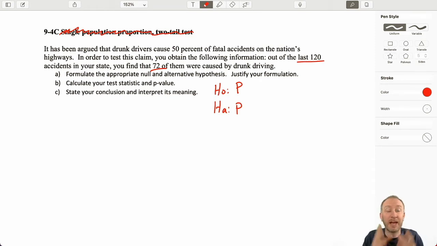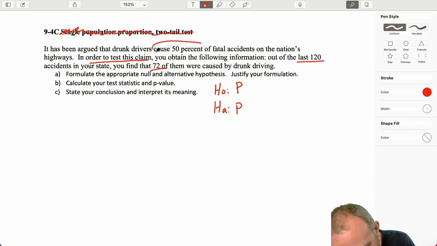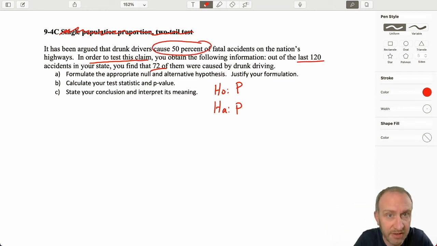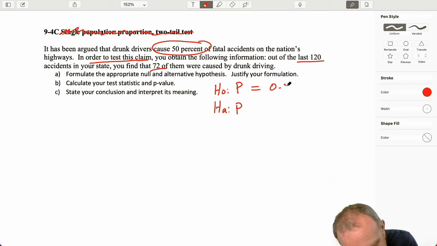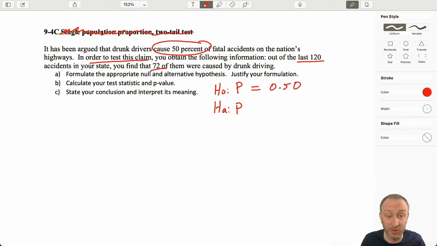Now, I can see what my hypothesized value is as well, because we're testing a claim. That claim is that 50% of those accidents are caused by drunk driving. It's not more than, less than, or at least 50%. The claim is simply that it is 50%. I always like to write these as decimals, because then it's consistent with how the numbers are going to be input to the formulas. You really can write it as 50%. That's perfectly fine too, but that's just a preference. For me, I put it in decimals.